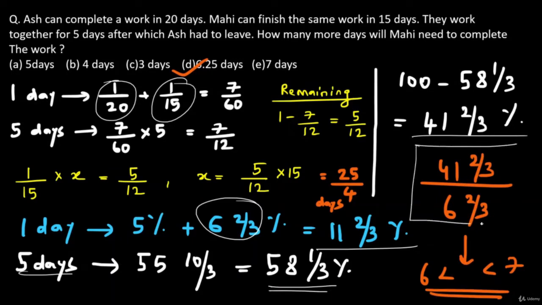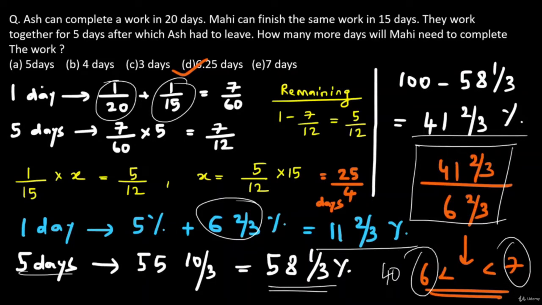Now in this division, you can see that the answer will lie between 6 and 7, right? 6 into 6 2 by 3, that's how much? That's 36 plus 6 into 2 by 3, right? So 36 plus 4. So 6 into 6 2 by 3 is equal to 40. And that is less than 41 2 by 3, which is the numerator. And 7 into 6 2 by 3 will be greater than 42, right? So that's greater than the numerator. Therefore, the answer has to be between 6 and 7.